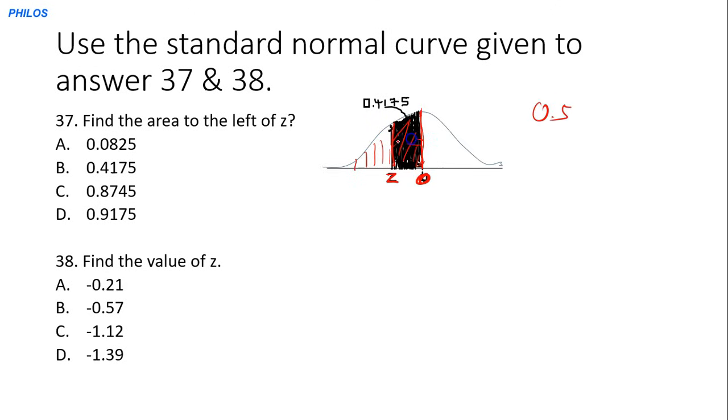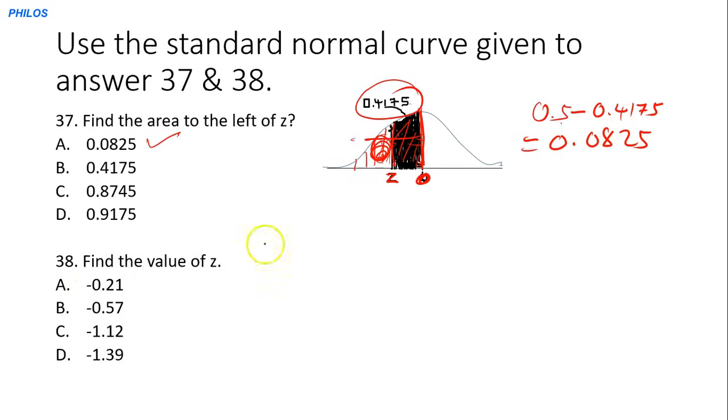So if half of the curve is 0.5, and then we know from here to here to be 0.4175, it means that 0.5 minus 0.4175 will give us this part, because from here going is 0.5 and also from here to here is 0.4175. So to get this part, we can just say 0.5 minus 0.4175. So if we subtract, we'll get 0.0825. So the correct answer for question 37 is A.